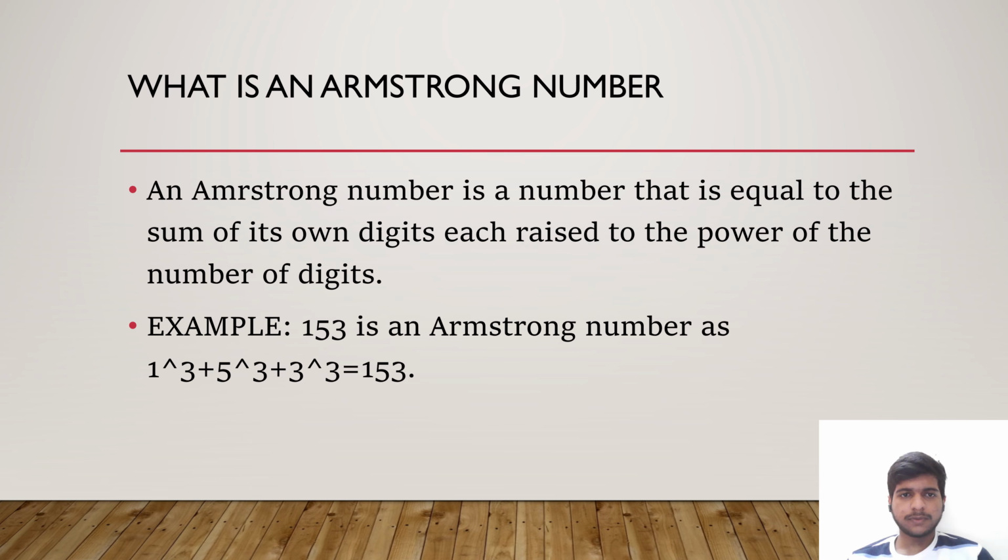So first we will know what is an Armstrong number. An Armstrong number is a number that is equal to the sum of its own digits, each raised to the power of the number of digits. So basically, 153 is an Armstrong number.